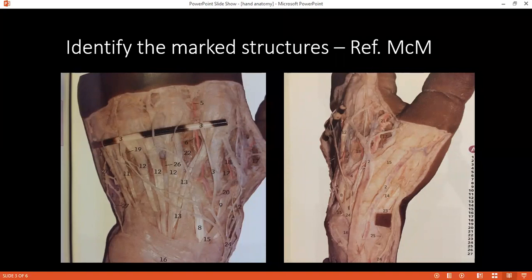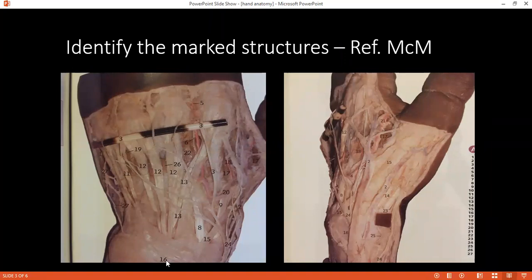Number 3. Yes, this is the tendon. Can you identify which one it is? Extensor digitorum. Which one? Extensor digitorum. Okay, all right.